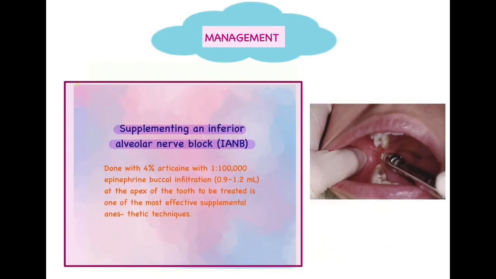Moving on towards the management part, the treatment part, right? So the first modality is supplementing an inferior alveolar nerve block. This technique usually is done with the help of 4% articaine. So rather than using lignocaine, we are using 4% articaine with 1 in 1 lakh epinephrine or adrenaline, and we are doing the buccal infiltration, right?